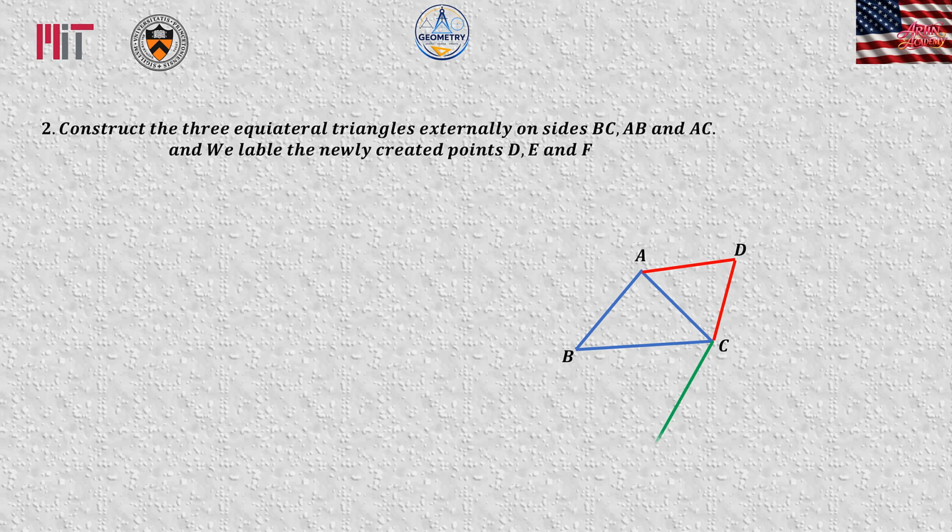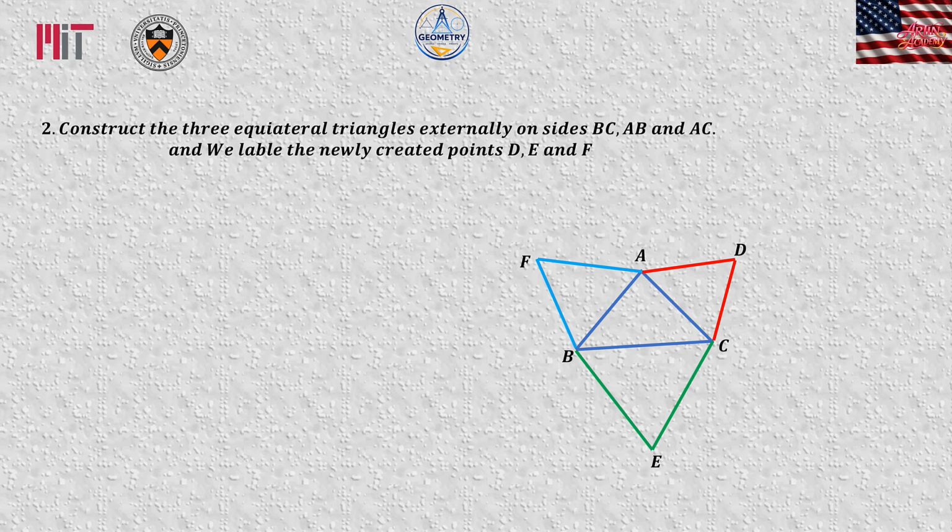Construct the equilateral triangles. Now construct three equilateral triangles externally. On side AB, construct the equilateral triangle ABF. Therefore, AB equals BF equals FA, and all three angles are 60 degrees. So, angle ABF equals angle BFA equals angle FAB equals 60 degrees.